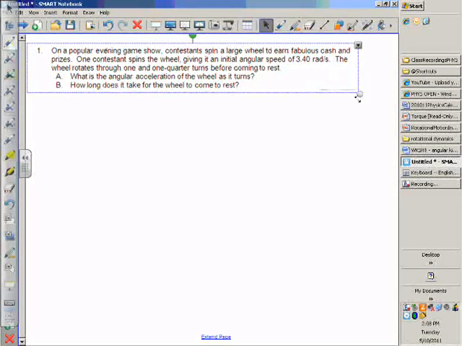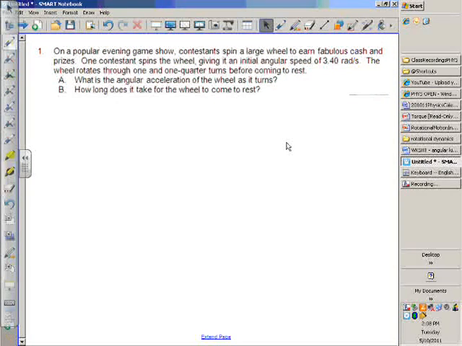As far as number 1 is concerned, on popular evening game shows, contestants spin a large wheel to earn fabulous cash and prizes. No names, please. One contestant spins the wheel giving an initial angular speed of 3.4 radians per second. The wheel rotates through 1 1/4 turns before coming to rest. So, part A, what is the angular acceleration of the wheel? Part B, how long does it take the wheel to come to rest?